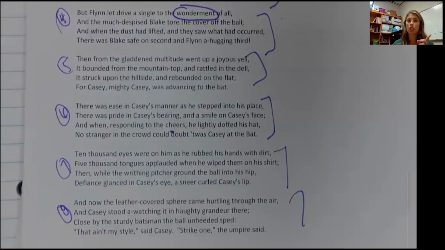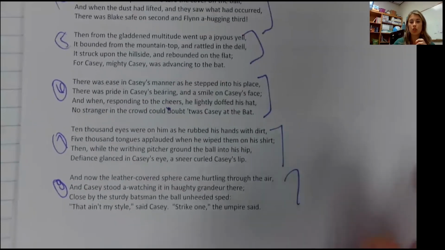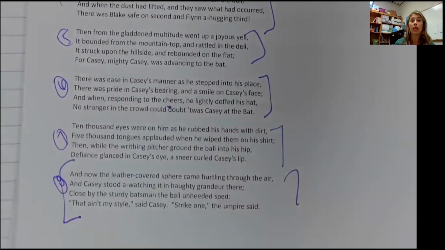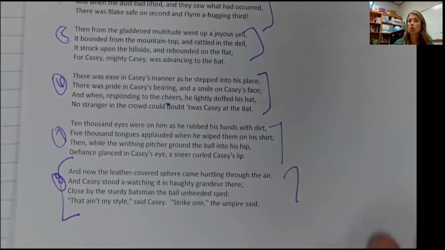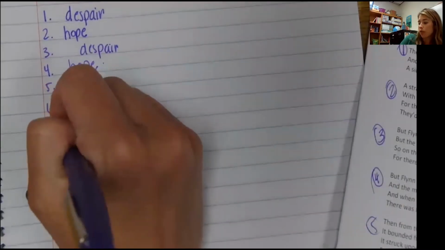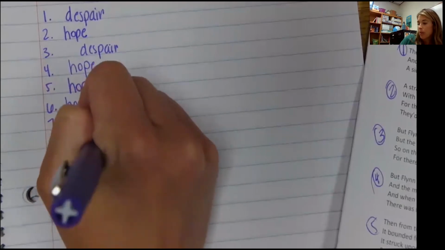It's not hope for sure, but it's not despair. That's not the right word either. I'm thinking the fans are really surprised that Casey would be so risky to do this at this point in our story. Maybe the right word is shocked. What do you think? Would the fans be feeling shocked at Casey right now? I think so too. I'm going to write shocked for stanza 8 because I think they're really shocked at what he just did.